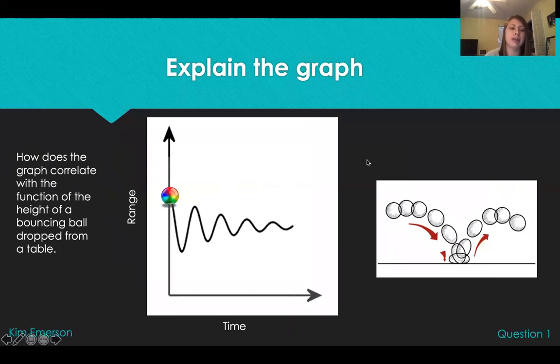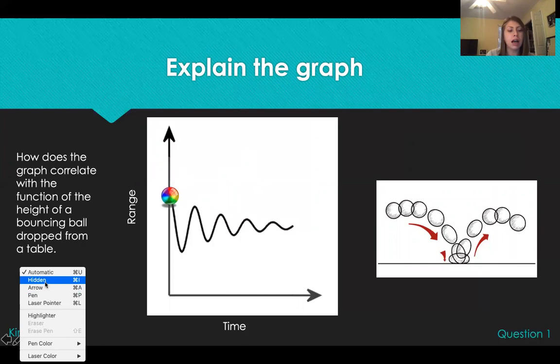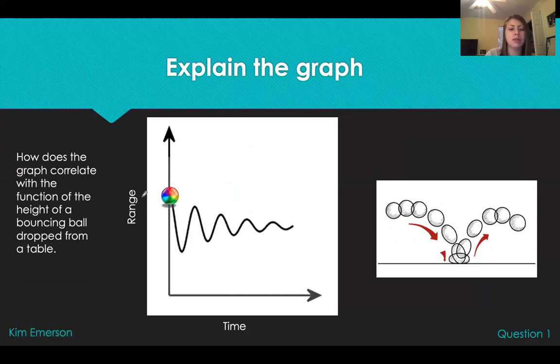So this one we're going to explain the graph with the correlation of the function of the height of a bouncing ball dropped from a table. So here, instead of putting height, I put the range, which is just a bigger word for height, but it's really just the range it bounces from the ground. So we see we have our bouncy ball here, and it hasn't been dropped yet. But once it drops, it's going to go down, and then once it hits the floor, it's going to bounce right back up. We can see this from our graph. It's going to go down and then bounce right back up.